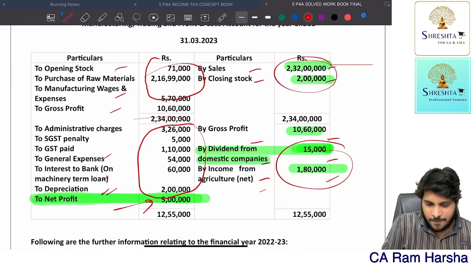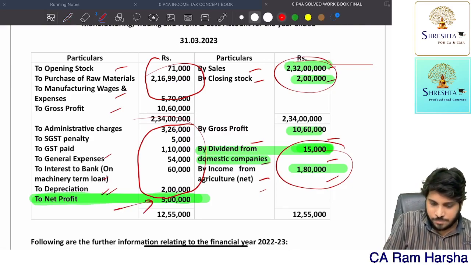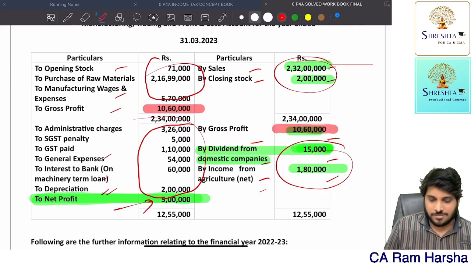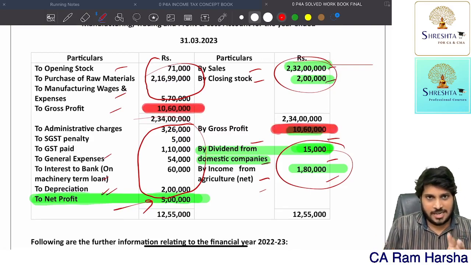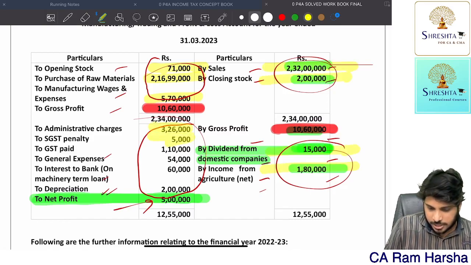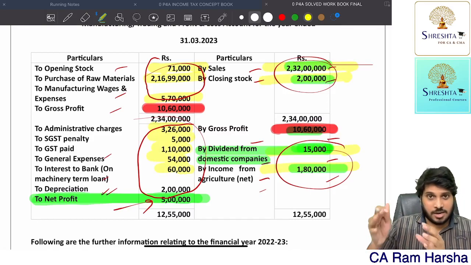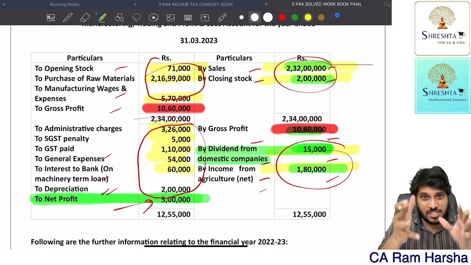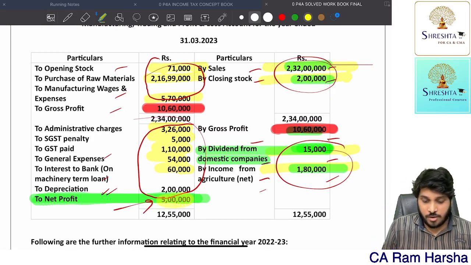See, this gross profit is set off. Whatever I highlighted in red, these both will set off with each other, 1060 and 1060. Only these are what we will reduce, and these are what we will add. So whatever is in yellow on the right side we will add, and whatever is in yellow on the left side we reduce, and you will get the net profit of 5 lakhs.